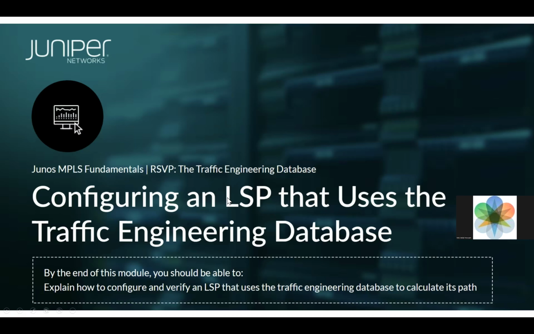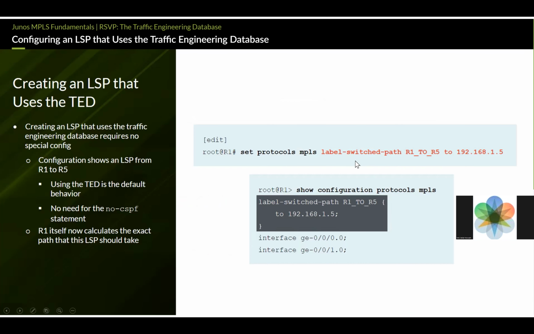Configuring an LSP that uses a traffic engineering database. Now we configure the label switched path that uses the traffic engineering database. In this section, we move under the MPLS protocol and set the previous sample configuration, the label switched path, the path name and the destination. And here we use no CSPF. No CSPF is configured here.